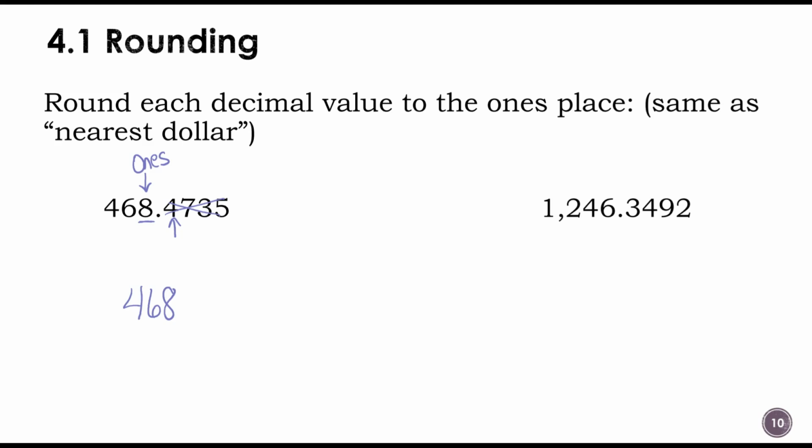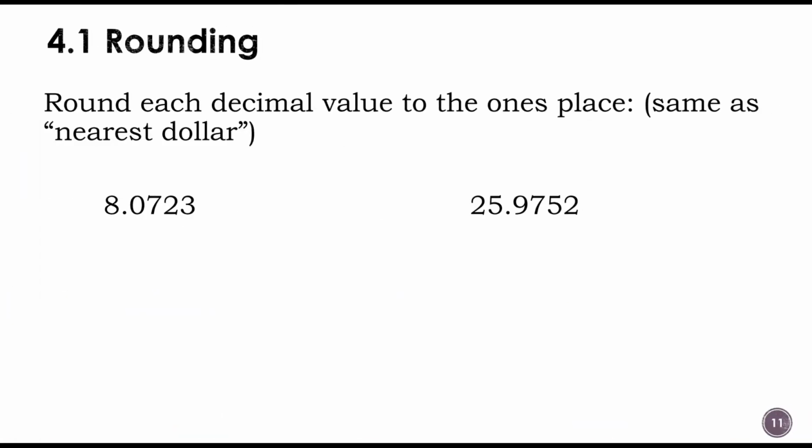You'll see that in different places stated in different ways. So on the next one, once again, I'm looking at the ones place. I have to consider the number to the right of that digit, right? The 6 is the one that is in the ones place. The 3 tells me what I should do with this. So this will just be 1246.